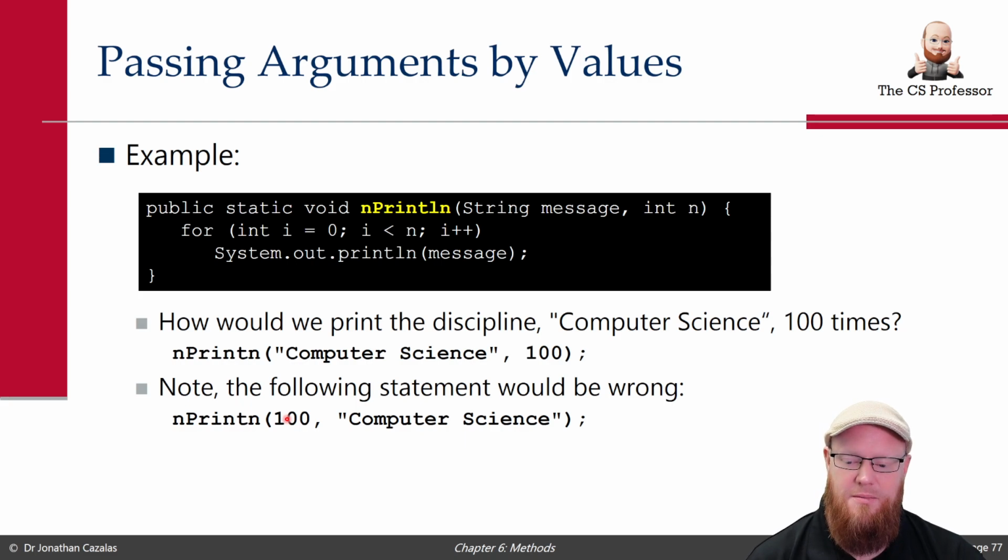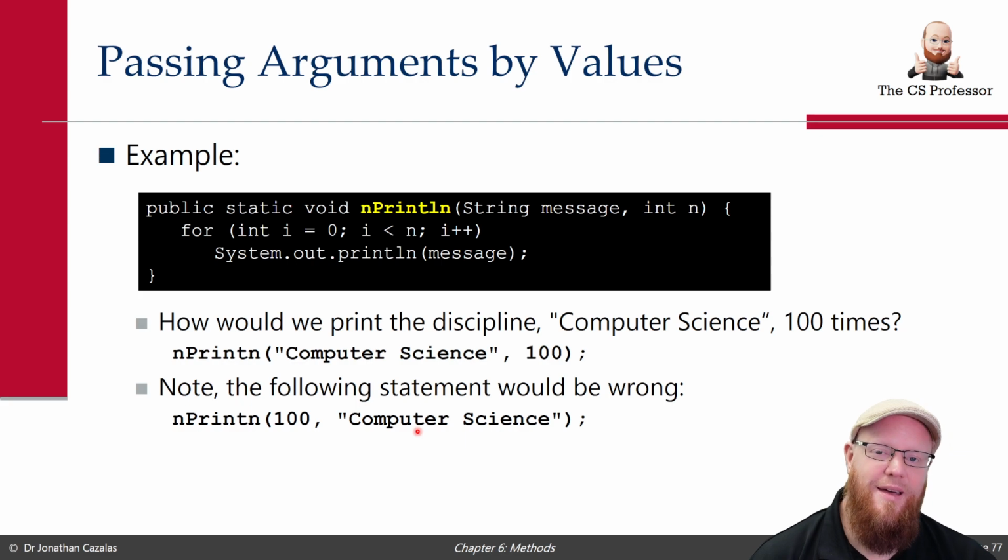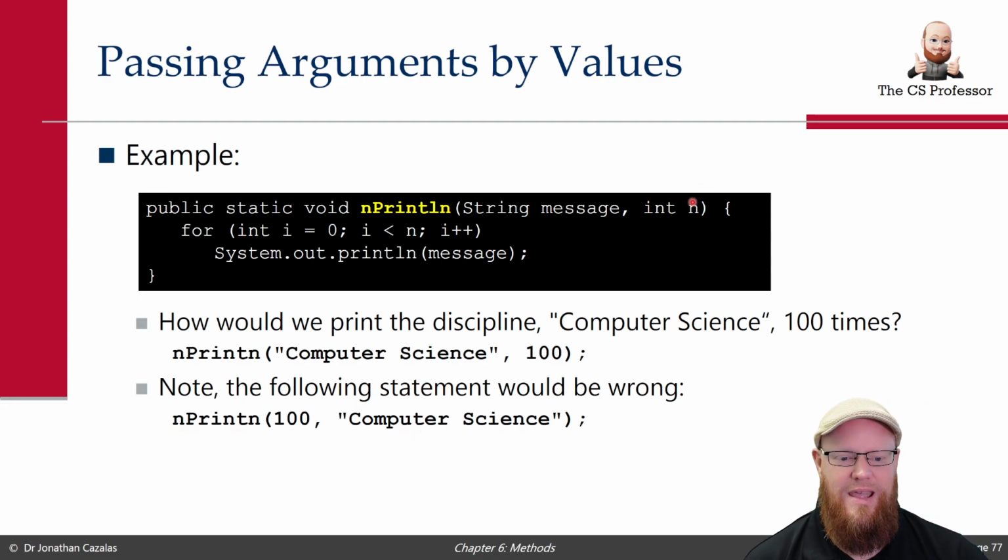Their order has to matter and their data types have to matter. So 100 is an integer. Clearly, we can't send an integer and save it over here into the formal parameter string. And this second parameter, which is a string, clearly can't be saved into this formal second parameter, which is an integer.